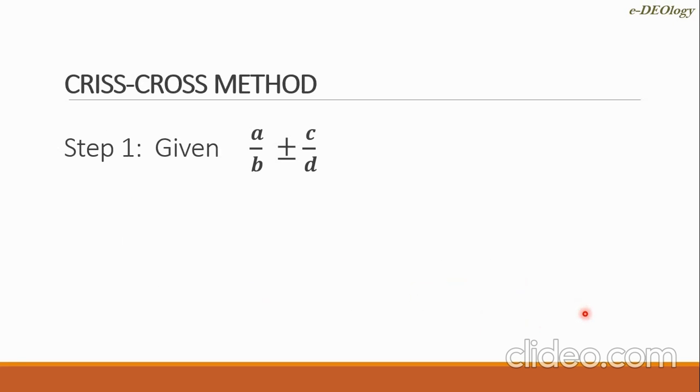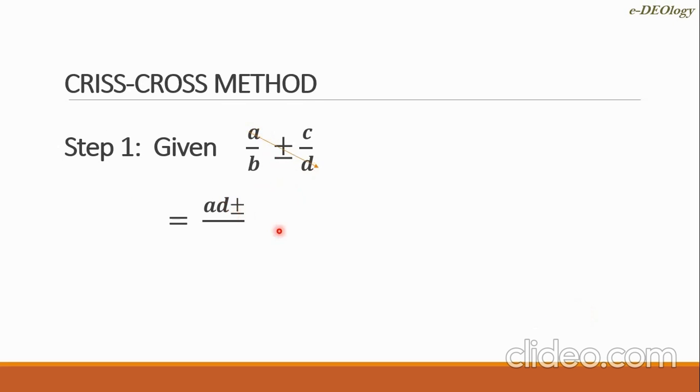Let us consider now this second method. We call this a crisscross method. So given a fraction a over b plus or minus c over d, the steps are, at first we're going to multiply a and d. So that is AD.